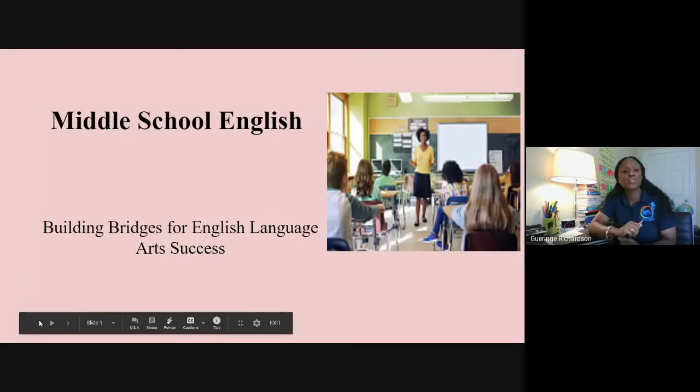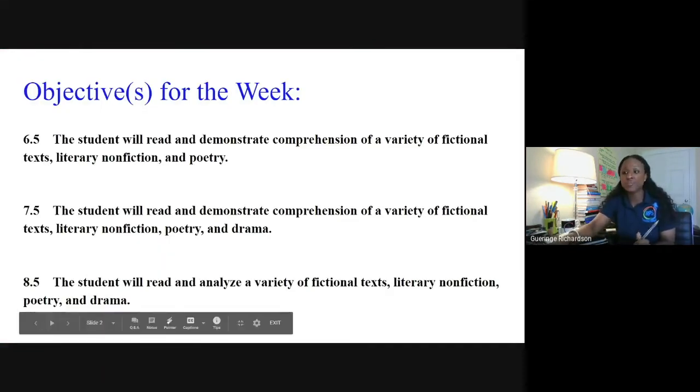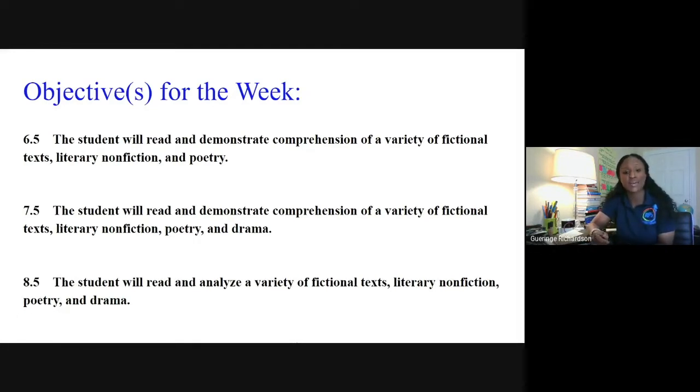Okay. So yesterday we reviewed middle school English, building bridges for English language arts success. And our objective for the week, we stated if you are in the sixth grade, it's 6.5. If you are in the seventh grade, it's 7.5. And if you are in the eighth grade, it's 8.5. Take one moment and find the standard of learning objective that reflects your grade and read it for me.